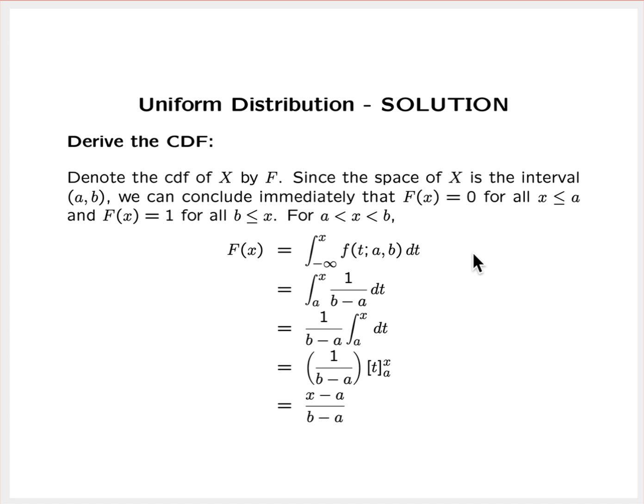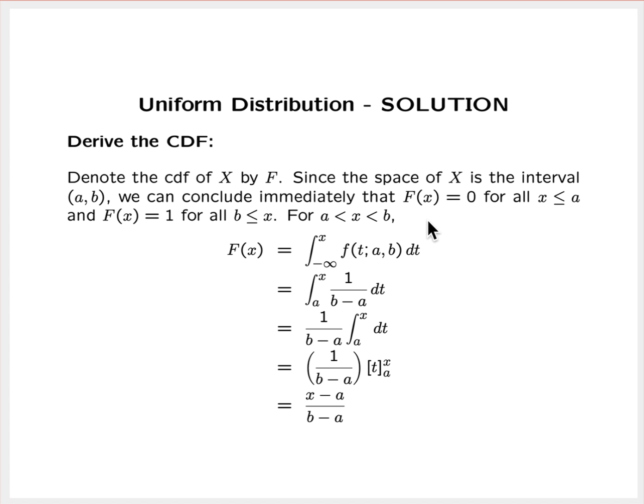Now, since the space of x is the open interval from A to B, we can conclude immediately, without really having to do any work, just appealing to the definition of the CDF, which remember is a probability accumulator. The CDF is going to evaluate to 0 if we evaluate it at any value of x that is at or to the left of the lower endpoint, the lower boundary, let's say, of the interval. And it's going to be 1 if we evaluate it at any value of x that is greater than or equal to the upper boundary of the interval.